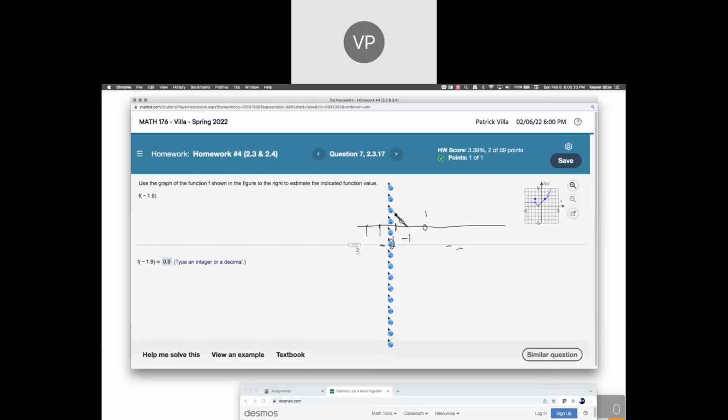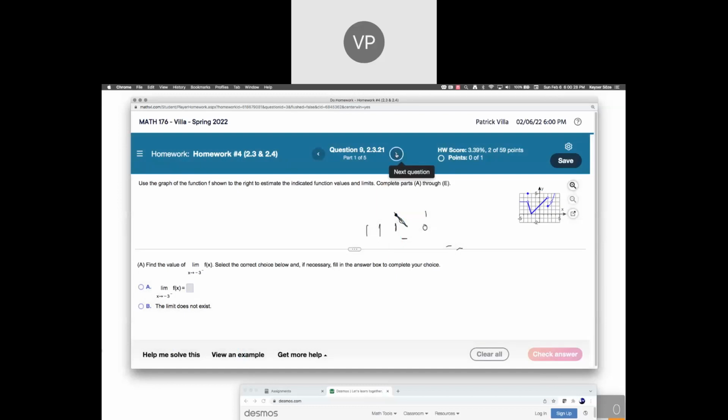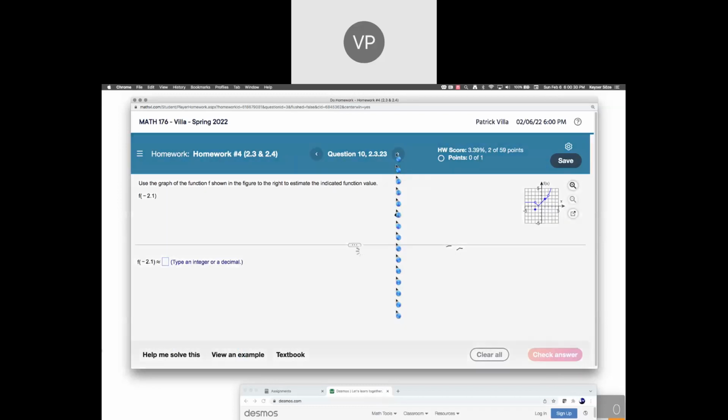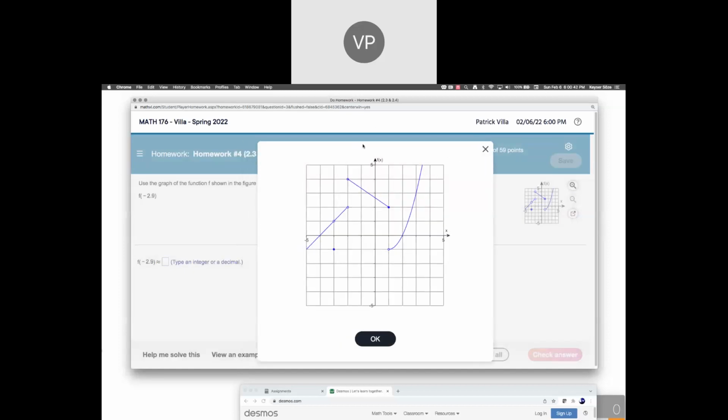Okay? So let's look at some more of these. Let's go to number 11. And again, make sure you read the question that's being asked. Don't just jump in there. So it's kind of the same thing, though. They are asking what's f of negative 2.9. You may not be able to write on your screen, but make sure you know where you're at here. Negative 1, negative 2, negative 3. So negative 2.9 is right here, and they're asking what's the y value.